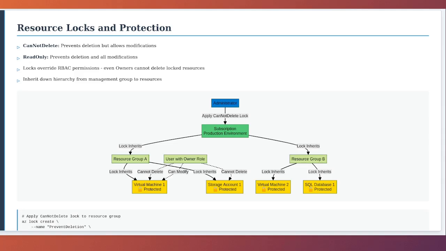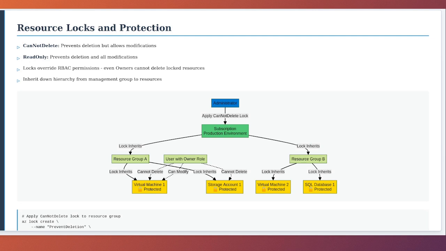In AWS, you can prevent deletion through various mechanisms like termination protection on EC2 instances, MFA delete on S3 buckets, stack policies in CloudFormation, and deletion policy attributes in templates. However, these protections are service-specific and don't provide a unified protection mechanism across all resource types. Each service implements deletion protection differently, requiring you to understand and configure multiple mechanisms. Azure Resource Locks provide a consistent protection mechanism that works the same way across all resource types.